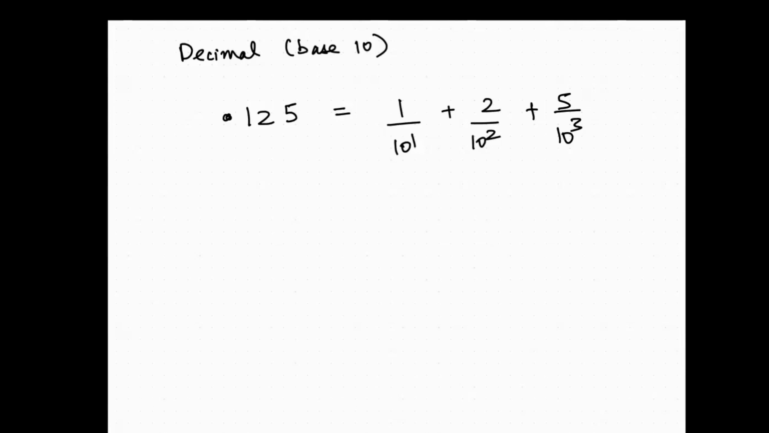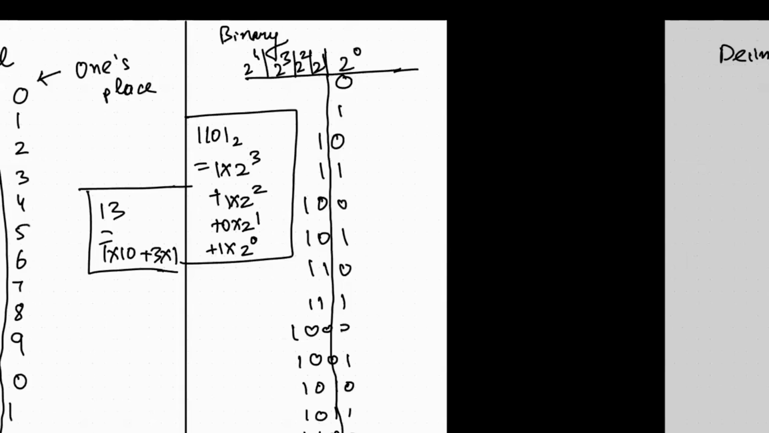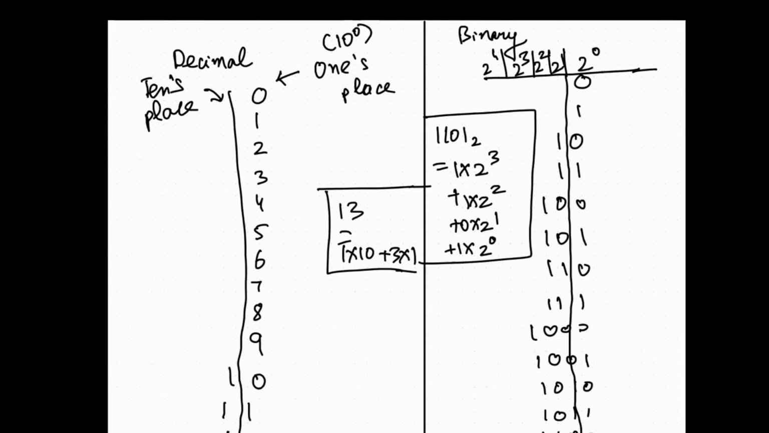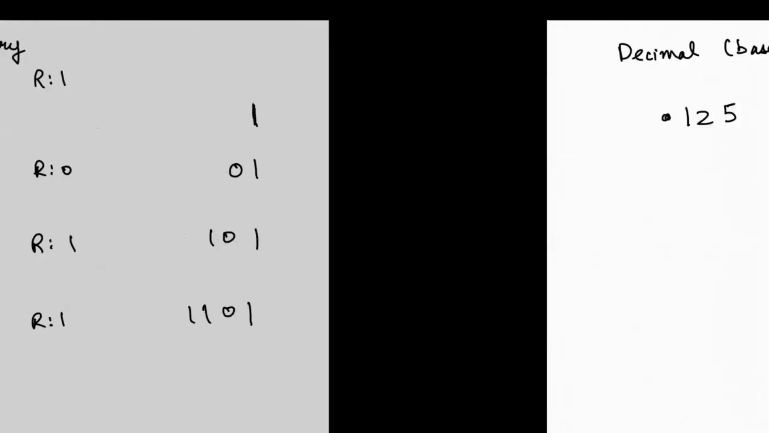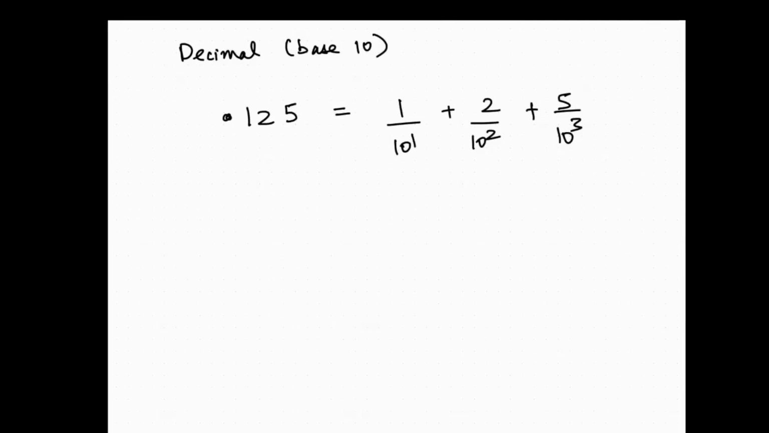Right? So does this make sense? Previously, when we were talking about the number 13, we had the 1's place as 10 to the power 0, the 10's place as 10 to the power 1. So we had powers increasing going from right to left. And after the decimal point, the powers are 10 to the power minus 1, 10 to the power minus 2, 10 to the power minus 3. This is equivalent to 1 into 10 to the power minus 1, plus 2 into 10 to the power minus 2, plus 5 into 10 to the power minus 3. Right. Does everyone follow this? Any question on this?